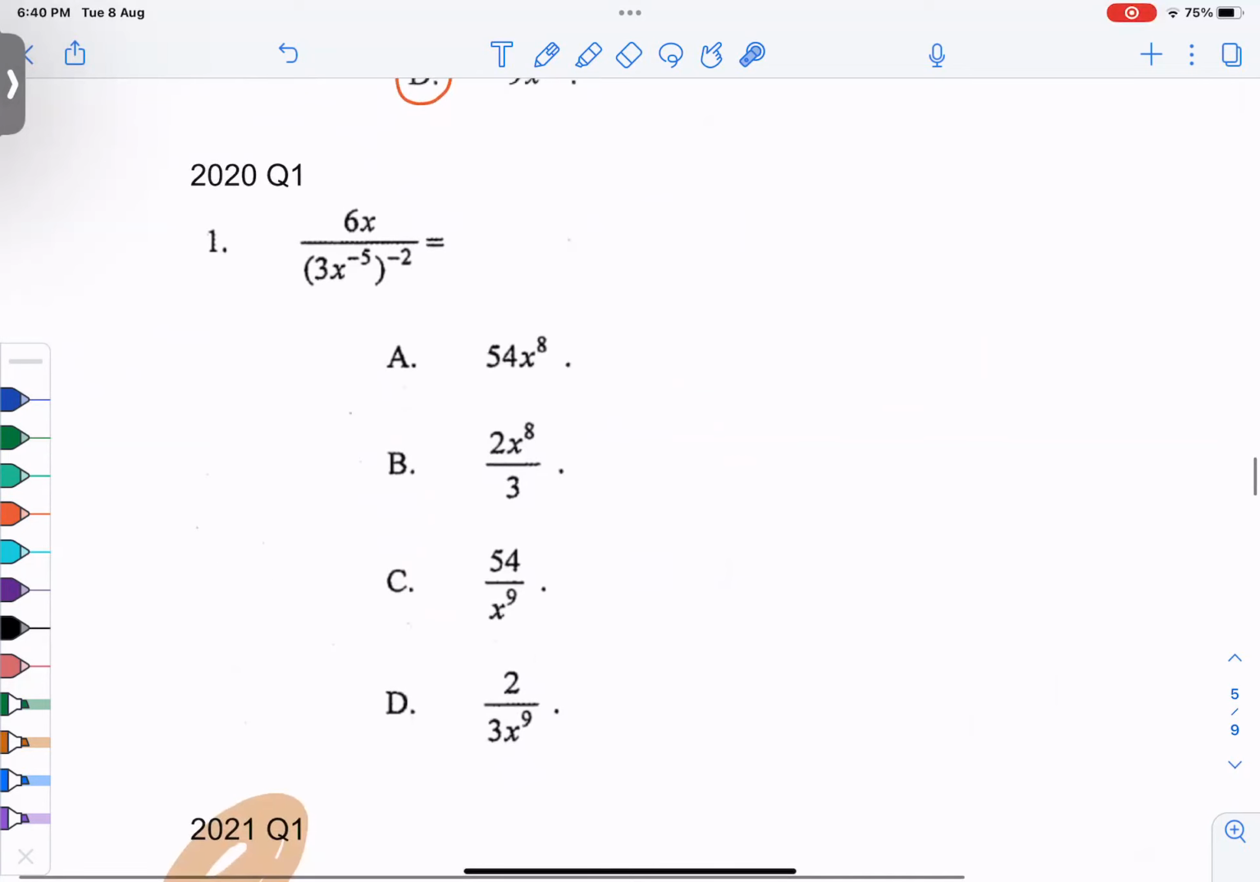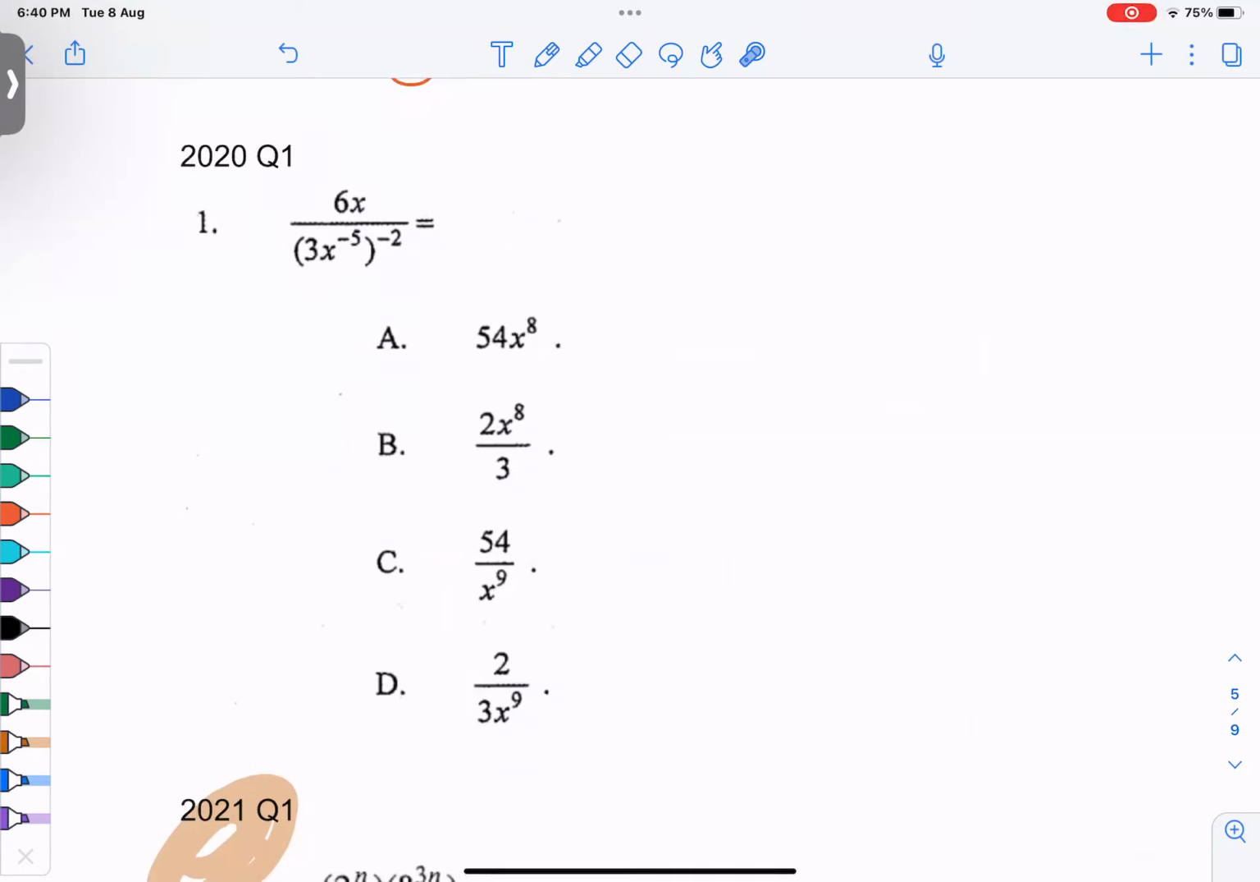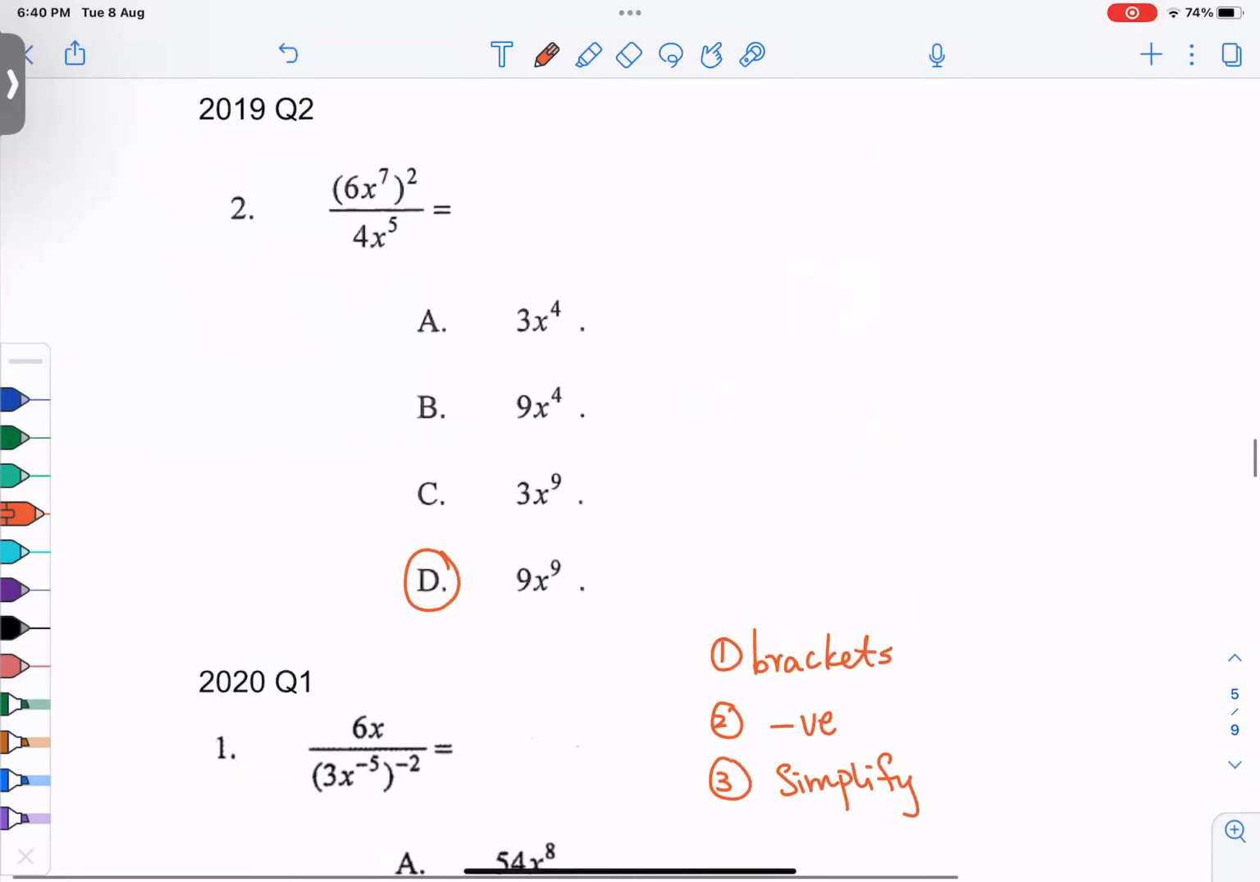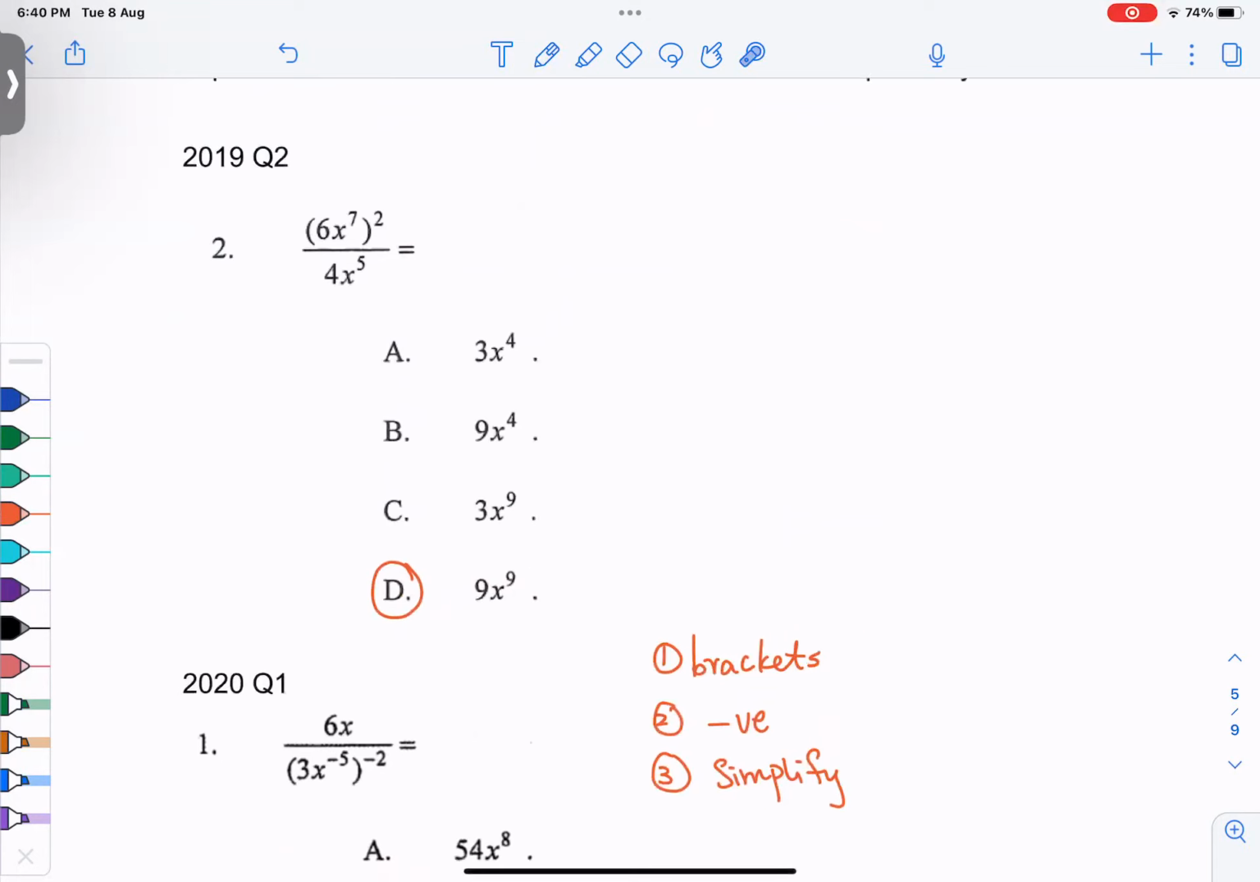Okay, next, deal with the bracket first, and then deal with the negatives. Brackets. Negatives. What was the answer to that question just now? This one? Oh yeah, okay, thank you. Did you also get this one? Yes. That's good.